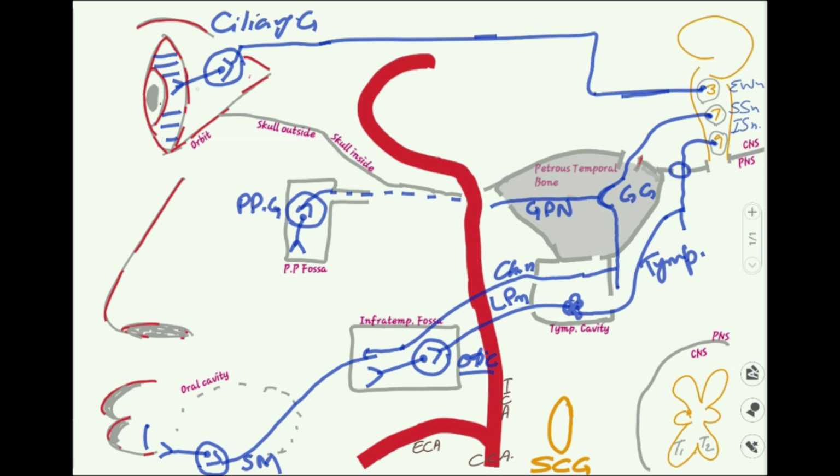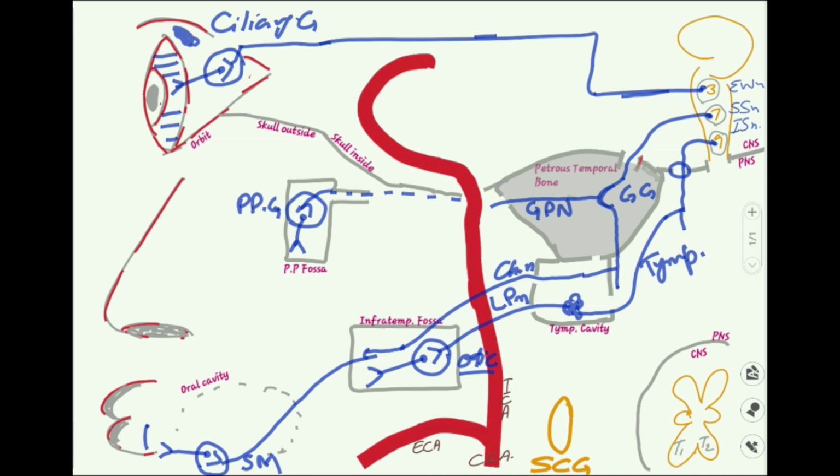Always remember, it supplies viscera of the eyeball, that is the sphincter pupillae muscle and the ciliary muscle, and the glands of the eyeball, not the glands of the orbit. Glands of the orbit include the lacrimal gland. The lacrimal gland is not supplied by the ciliary ganglia.